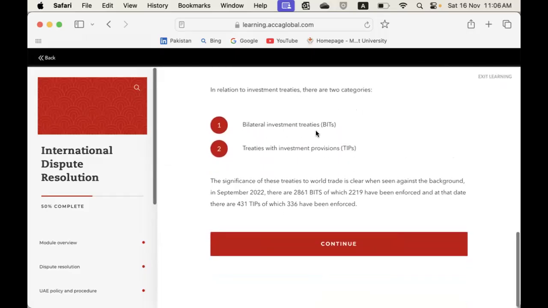So the two things that we see are bilateral investment treaties and treaties with investment provisions. The significance of these treaties to world trade is clear when seen against the background that in September 2022, there were 2,861 BITs, of which 2,219 had been enforced. And at that date, there were 431 treaties with investment provisions, of which 336 had been enforced. So, in short, there are thousands of such treaties which address the investment exposure, because countries usually have foreign direct investment programs in force. So those investors who are foreign have a right to claim later on if their original understanding was substantially changed in a country.